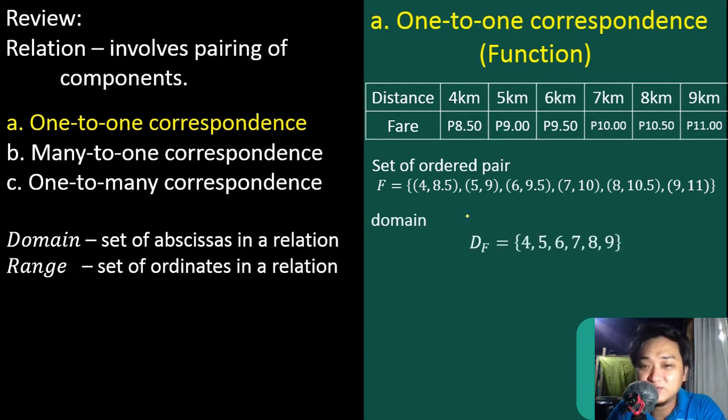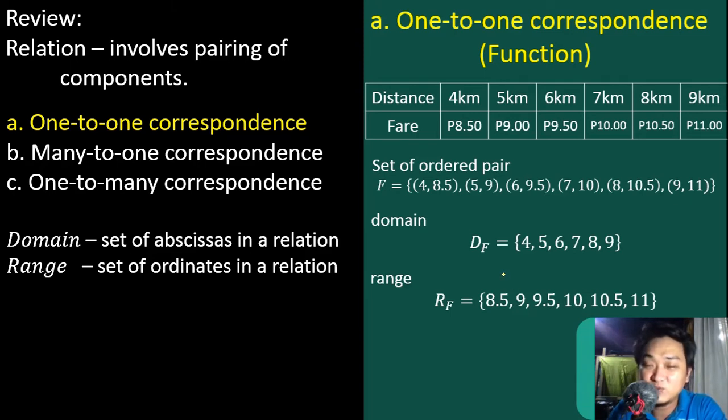So the domain will be 4, 5, 6, 7, 8, 9, and that pertains to the distance traveled, and the range will be 8.5, 9, 9.5, 10, 10.5, 11. It will pertain to the fare, the cost of fare. So parang pinag-partner po natin sila. Ganun po.